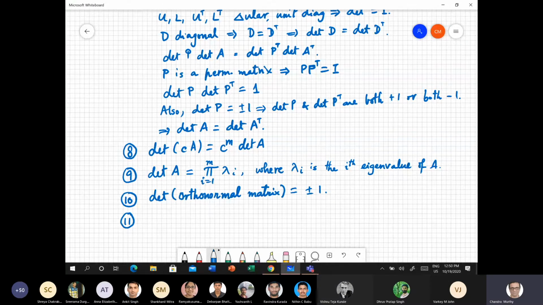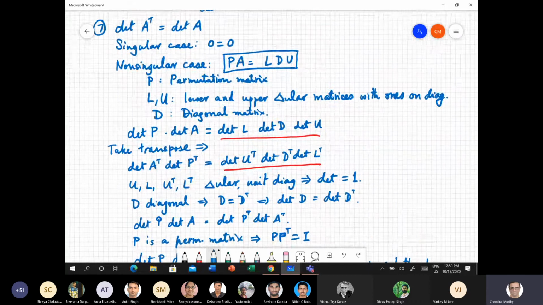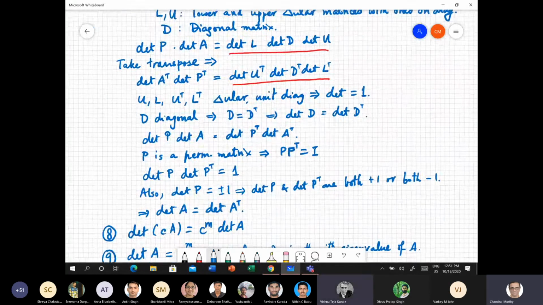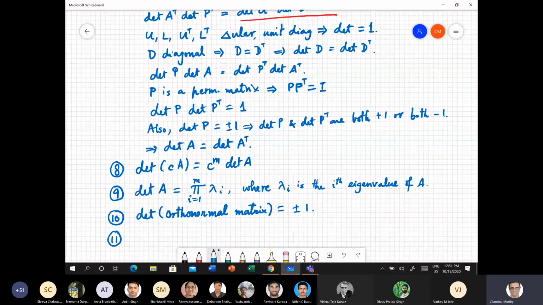So property 10 is a more general property. It's true that for any orthonormal matrix, the determinant is either +1 or -1. At this point, just take my word for it that there is no circular argument going on here. That is, in proving that the determinant of an orthonormal matrix is +1 or -1, I will not be using the fact that the determinant of A transpose equals the determinant of A, because then it becomes a circular argument. To prove this, you use this, and to prove that, you use this, then you've not proved either of them.